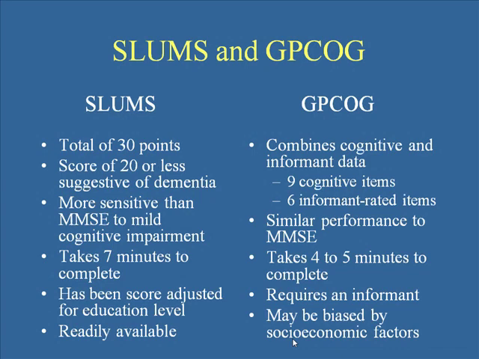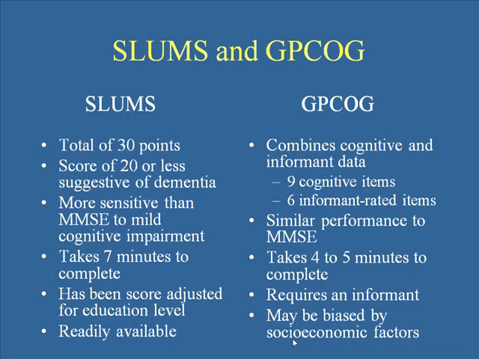In most forms, you'll find that it gives the stratification of probabilities and severities at the bottom. It does take 7 minutes to complete, very similar in that way to the Mini-Mental State Exam. It has been score adjusted for education level, which is nice. You can easily get it. You can just, honest to goodness, Google SLUMS and cognition and come up very easily with a copy of the tool that you can just print off and use in your own practice or your care setting.